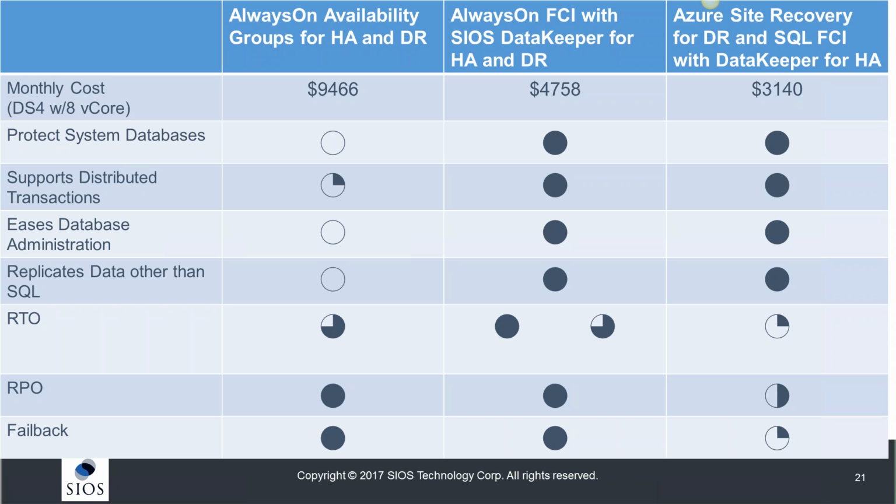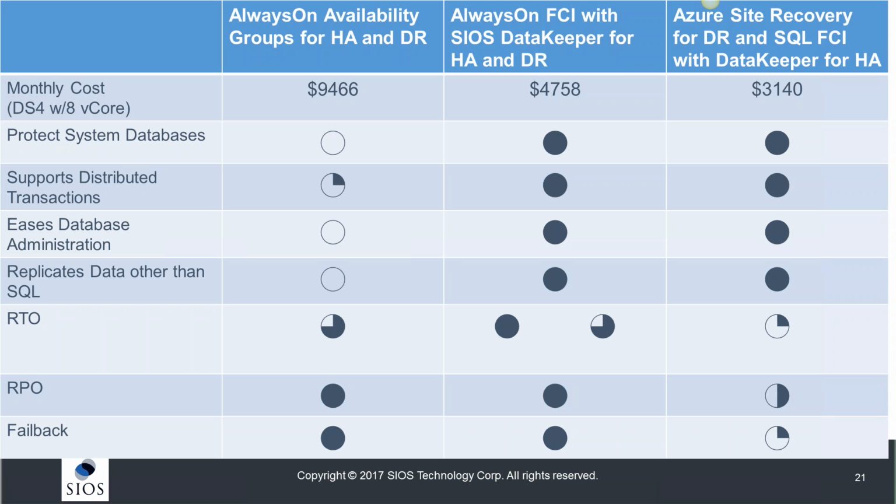Recovery point objective: the AlwaysOn asynchronous replication is very good. The Datakeeper asynchronous replication is just as good. The Azure Site Recovery is also good, but it does have more potential data loss. They advertise 5 minutes. You could see up to 10 minutes for crash-consistent points.